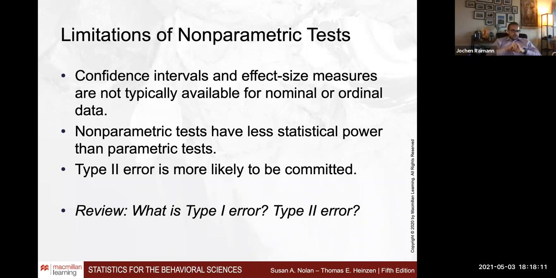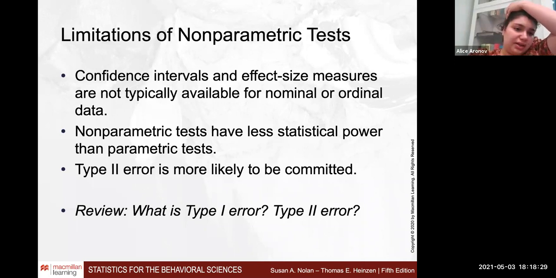As a consequence, we know statistical power prevents us from running into a type 2 error. Does anybody remember what the type 2 error was? Type 2 is a false negative. Yes, what does that mean?